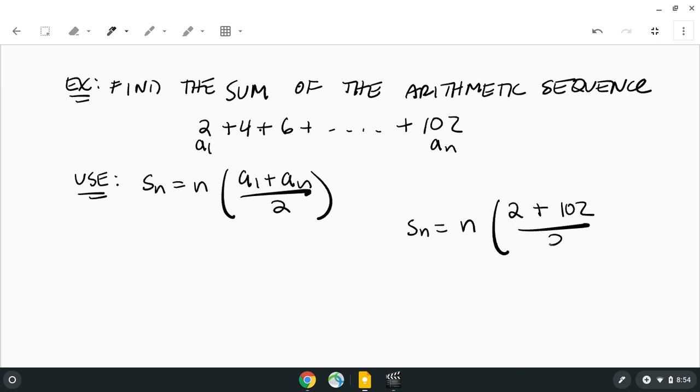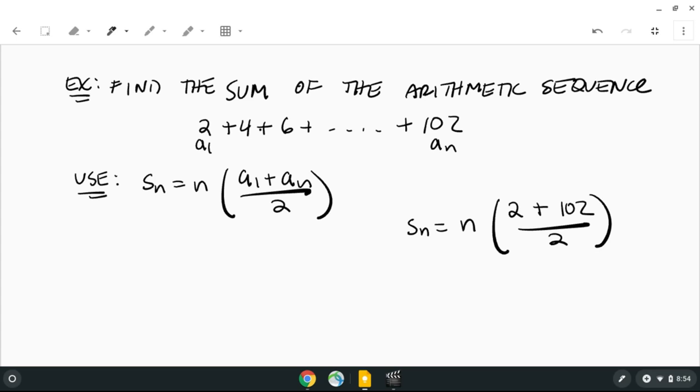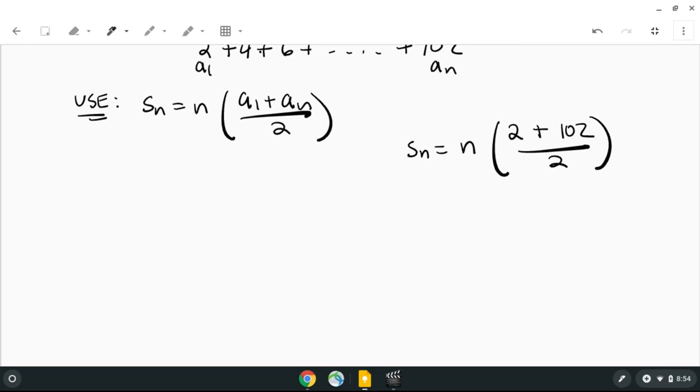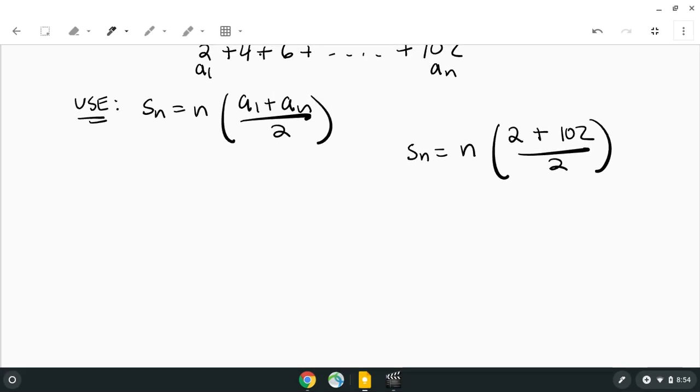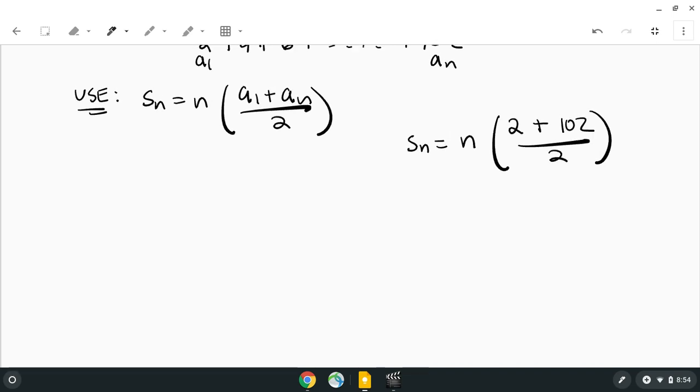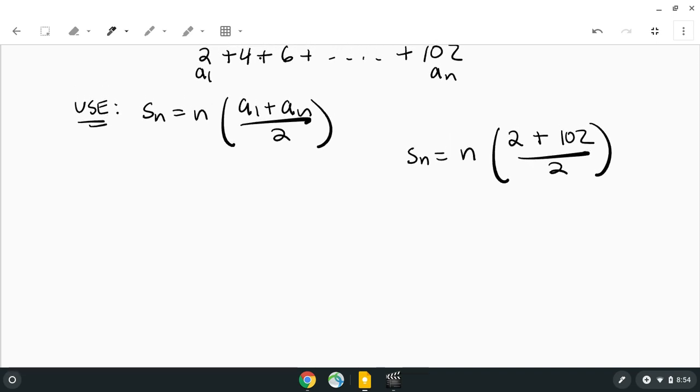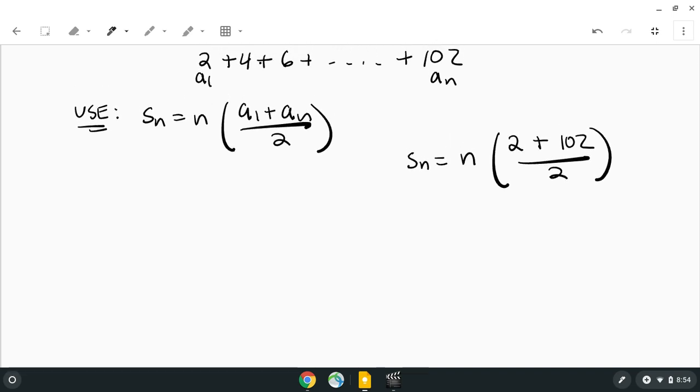We have an issue here. We don't know n, but we know A1 and we know AN. Can you think of a formula that uses A1 and AN together with n?